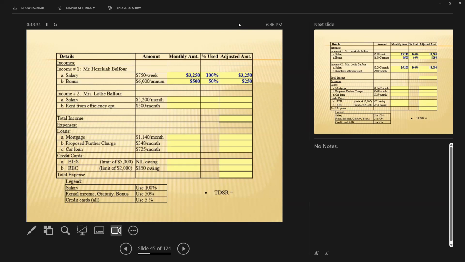So we put 5,200 in the monthly amount. We use 100% of it, so the adjusted amount is the same. Okay, what about rent from the efficiency that they are going to add on?